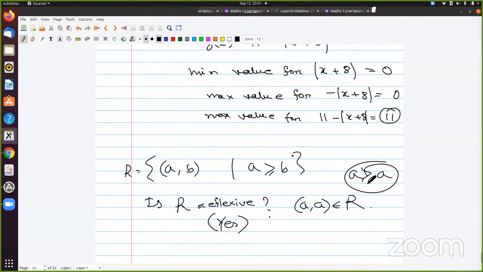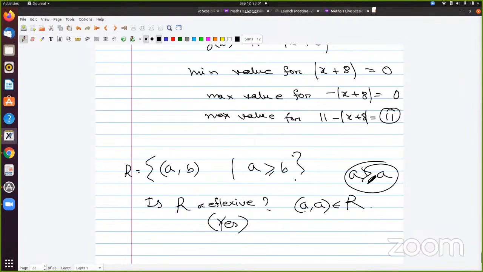But that's just one pair, sir? For every A it is there. Take any real number, that is equal to itself, right? So all such pairs, (1, 1), (2, 2), (1/2, 1/2), (root 2, root 2), all such pairs are inside this, because that number is equal to itself.